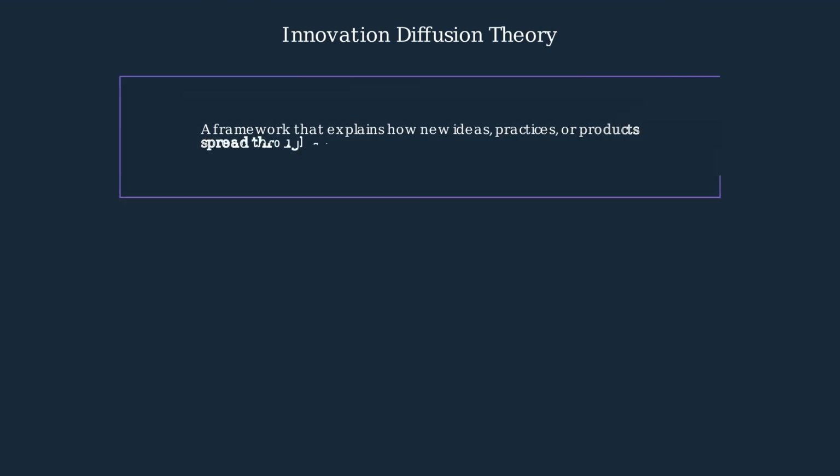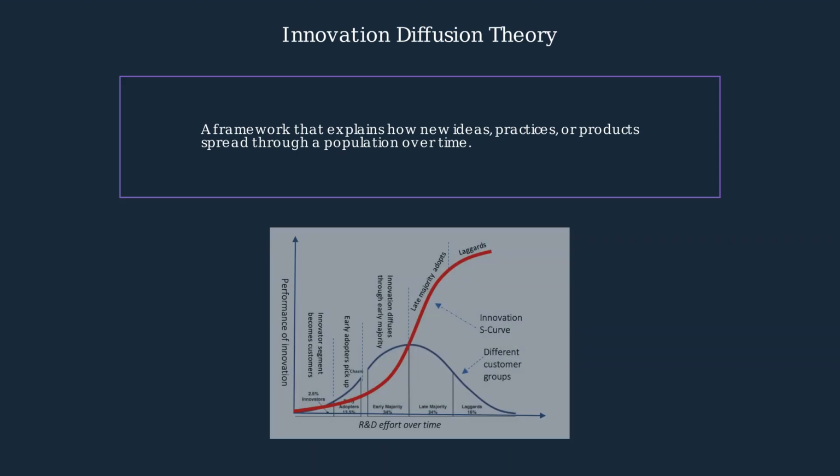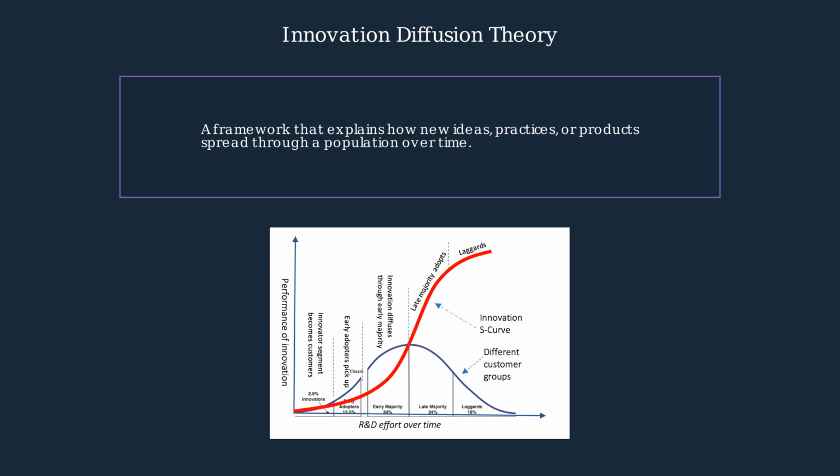Innovation diffusion theory helps us understand how new ideas and practices spread through a population. This theory provides a framework for analyzing how, why, and at what rate new innovations are adopted by different groups within a social system. The classic representation of innovation diffusion is the S-curve, which shows how adoption typically starts slowly, accelerates as more people adopt, and then plateaus.